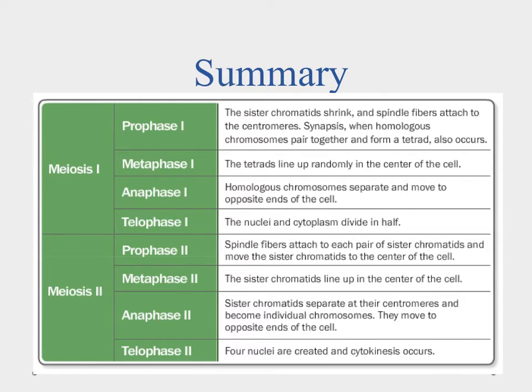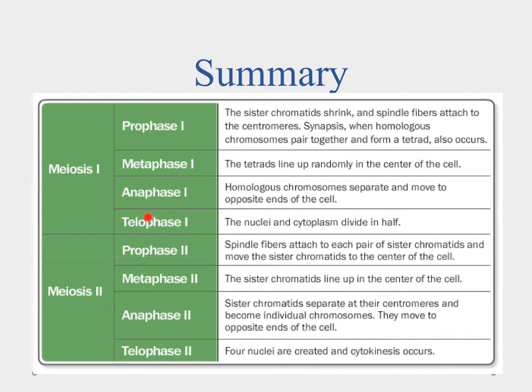Okay, so here's a real quick summary of meiosis. Remember, meiosis has 2 different phases, meiosis 1 and meiosis 2. During prophase 1, we have our sister chromatids that are going to shrink up and get ready to go. Our spindle fibers are going to attach to the centromeres, and we have our crossing over going on at this point. That takes us into metaphase 1, where we're going to have the tetrads line up randomly in the center of the cell. Then we go to anaphase, where the homologous chromosomes are going to separate and they'll move to opposite ends of the pole.